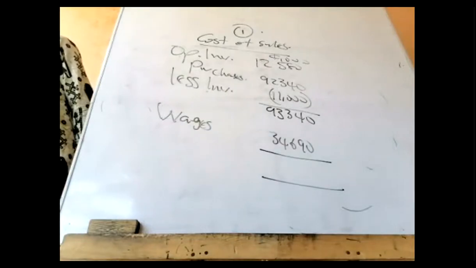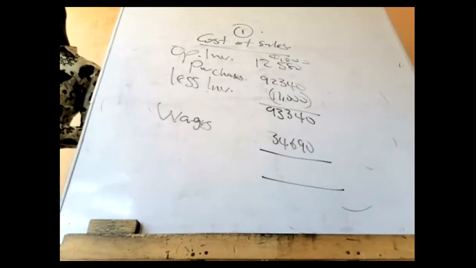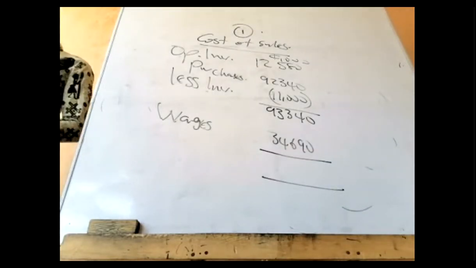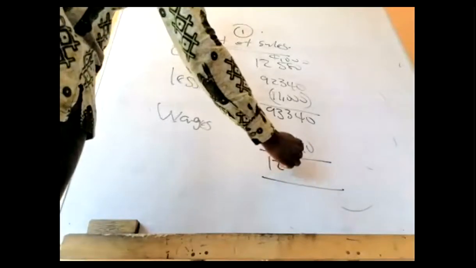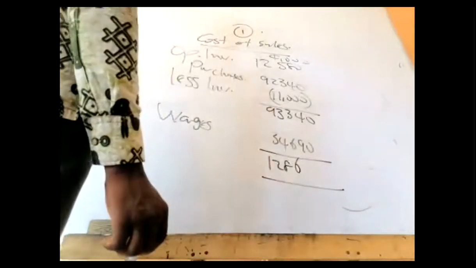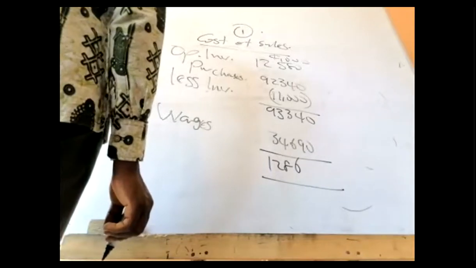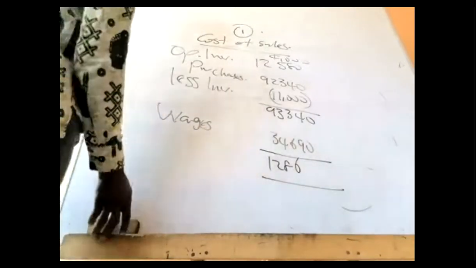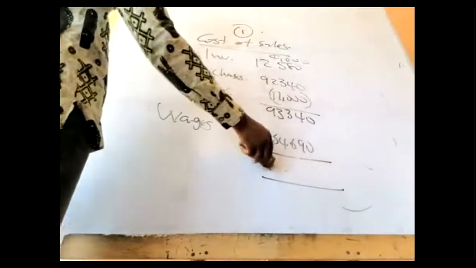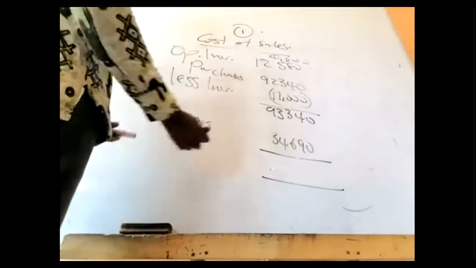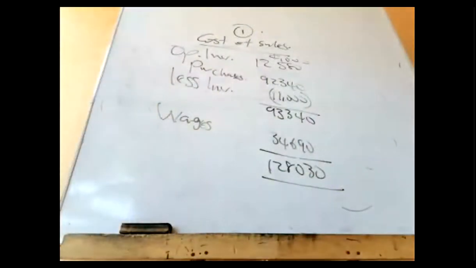If I put these two together, I should get something like 128,000. I should get 128,600 and 10. So I should get something like 128,600 and, okay, so this should be, and 30. Okay, good. So this should be the answer.